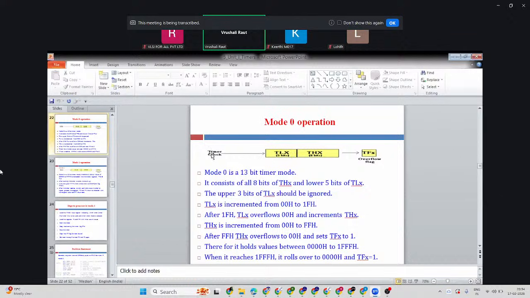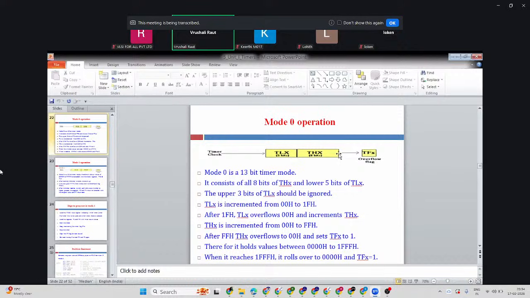Now look, from this side the clock is coming. As the clock is incrementing, there will be an increment in the timer. From where will the increment start? From the LSB, the least significant bit. The increment will start, and that increment will go on propagating towards the most significant bit, and it will reach a maximum of 1FFF. Why 1FFF? Because we have 13 bits. So 13 bits maximum will give you 1FFF.